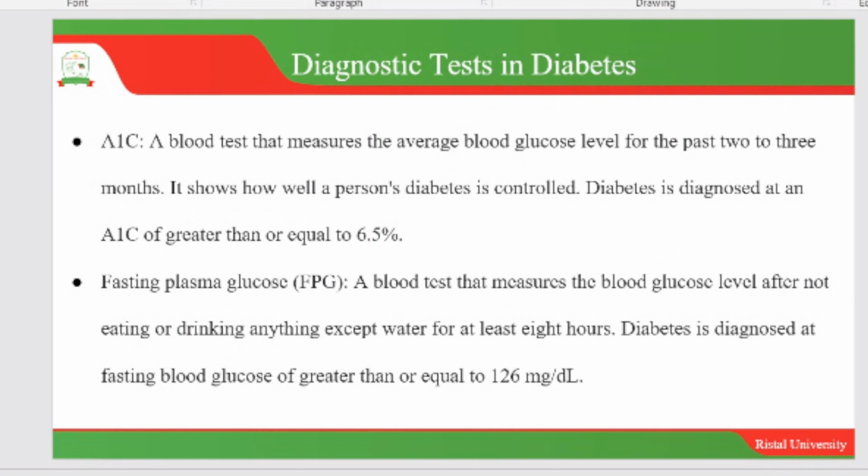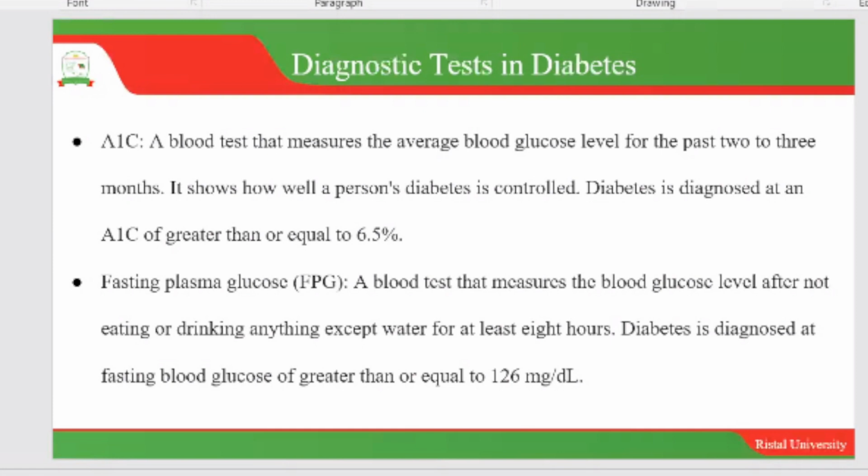This is a blood test that measures the blood glucose level after not eating or drinking anything except water for at least 8 hours. So the person fasts for at least 8 hours without taking anything, including water. And there, the blood can be tested. For those people who have diabetes, if their blood is tested, it will give results equivalent to 126 milligrams per deciliter or more. That means that the person has diabetes.